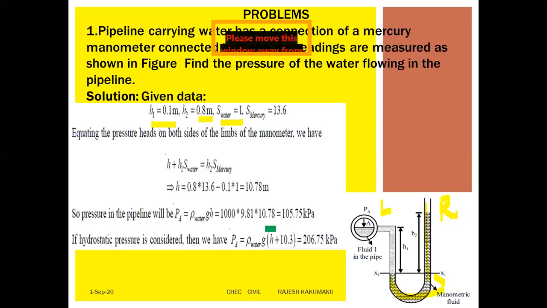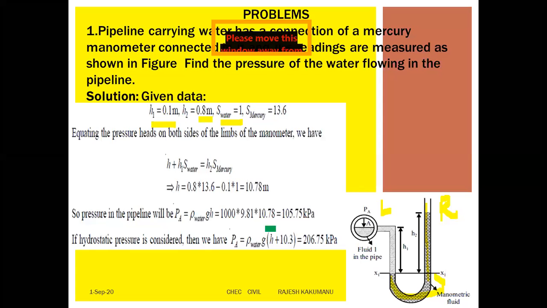The center of the pipe is 12 centimeters below the level of the mercury in the right limb. Find the pressure of the fluid in the pipe if the difference of the mercury level in the two limbs, left limb and right limb, is 20 centimeters.